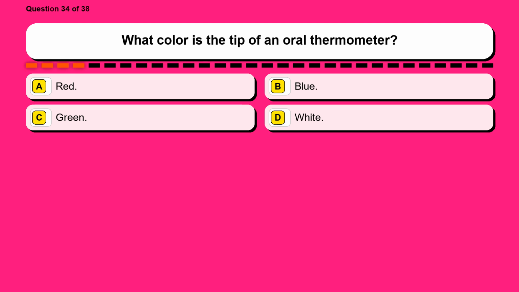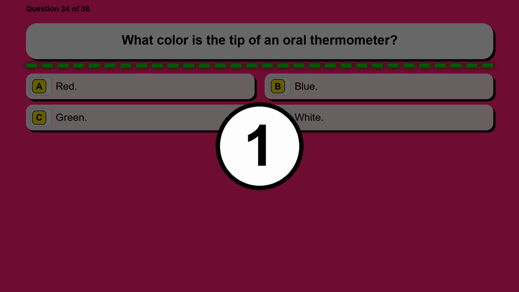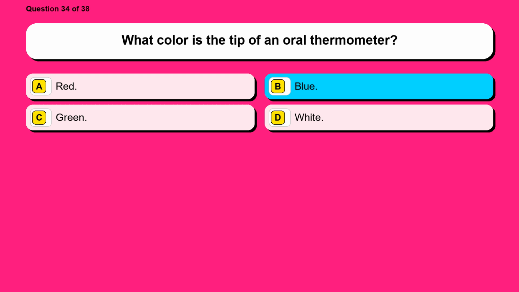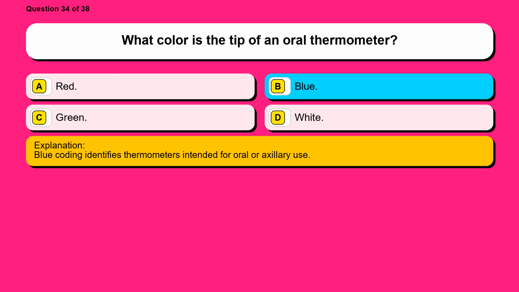Question 34. What color is the tip of an oral thermometer? Option A, red. Option B, blue. Option C, green. Option D, white. The correct answer is option B, blue. Blue coating identifies thermometers intended for oral or axillary use.